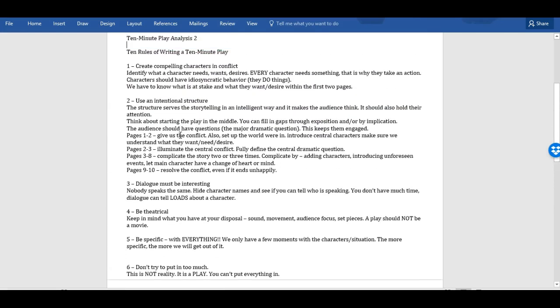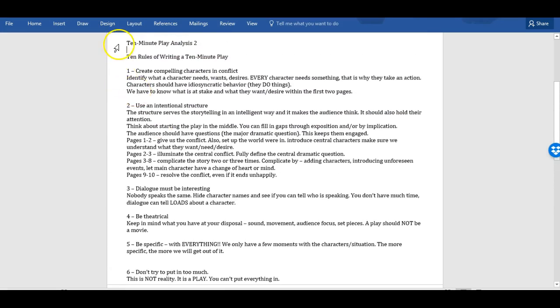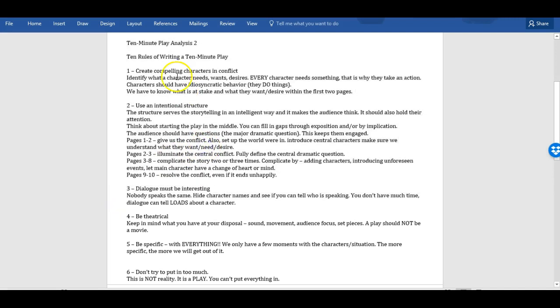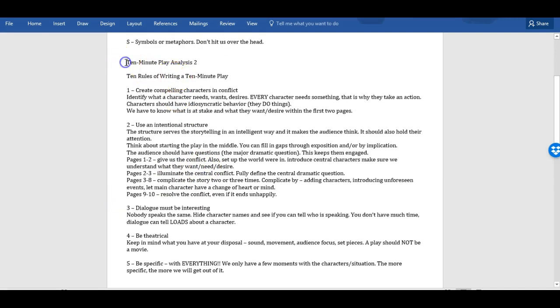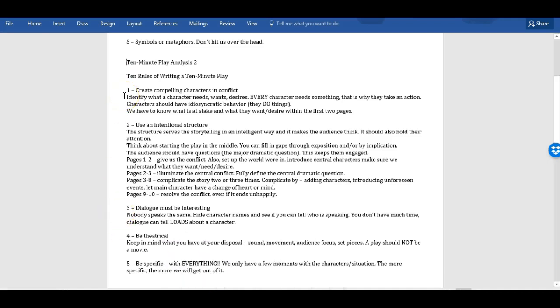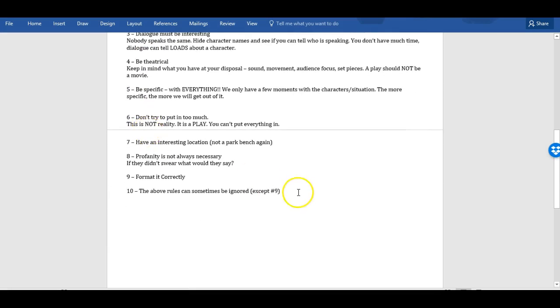Now this little summary is from a beautiful book written by a guy who was actually on my dissertation committee. A friend of mine, a very smart guy, really good playwright. This is from a book called The Perfect 10, written by a guy named Gary Garrison. I'm just going to add it right here.